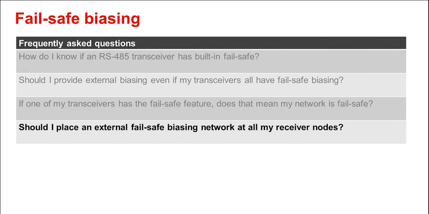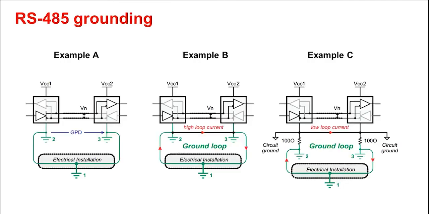Should I place an external failsafe biasing network at all my receiver nodes? External failsafe biasing is ideally only placed at one node. If it is placed at each node, the pull-up and pull-down resistances need to be much higher. The drawback to this is that the pull-up and pull-down strength is now a function of the number of nodes installed. There are a few different ways grounding can be accomplished in an RS-485 system.